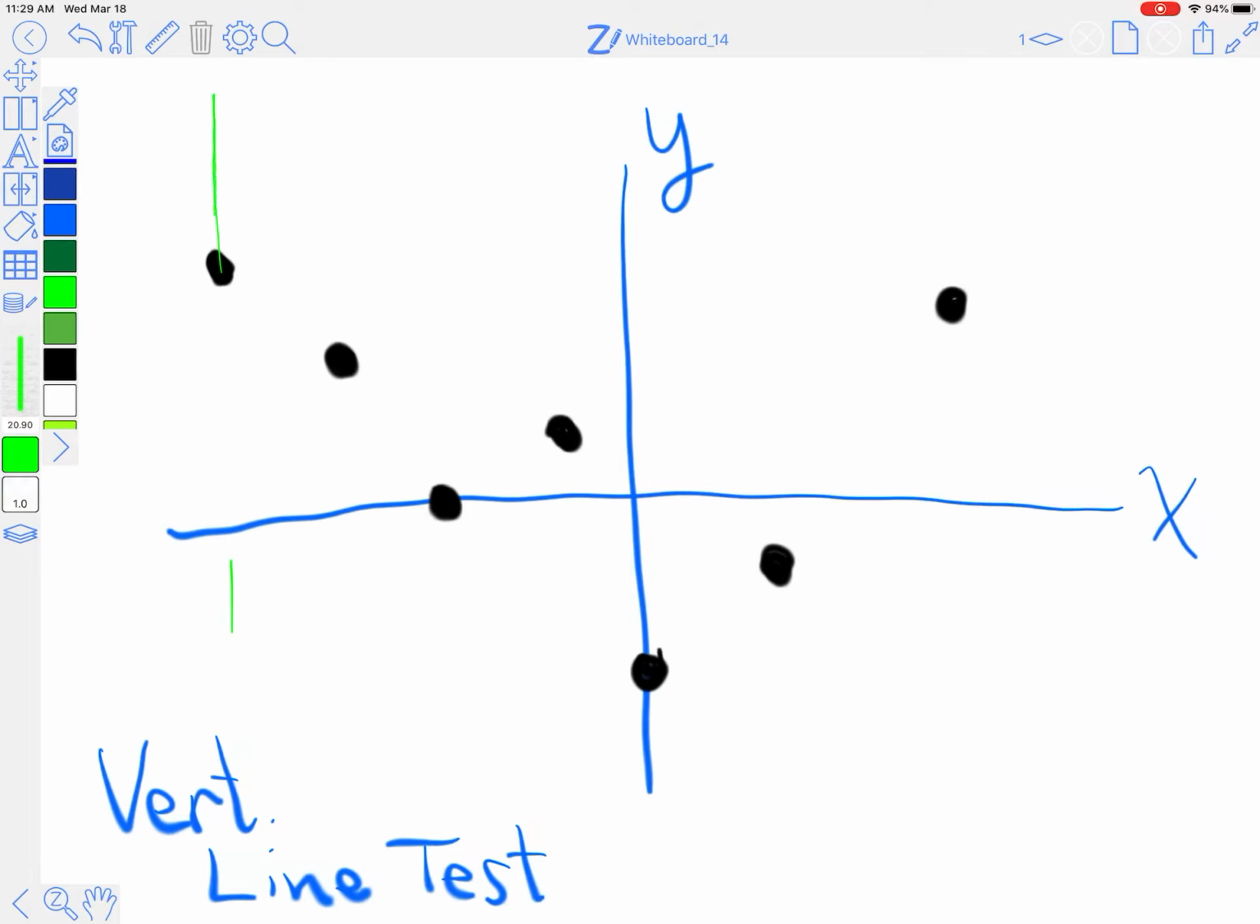Okay, there's a vertical line. Does that line touch more than one point from this graph or relation? As you can see right now, that vertical line only touches one point on my graph. I'll put another line on here anywhere, I'm going to go over here. Again, this vertical line only touches one point.